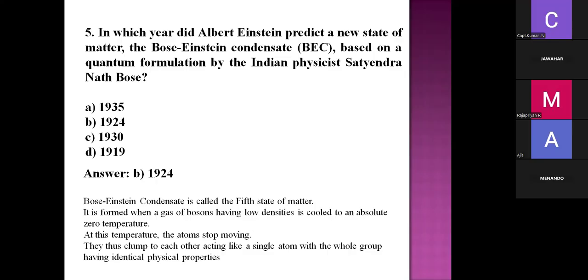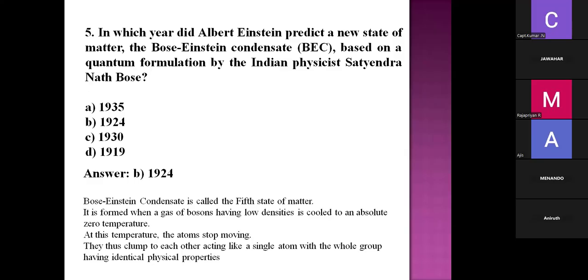Bose-Einstein condensate is called the fifth state of matter. It is formed when a gas of bosons having low density is cooled to near absolute zero temperature. At this temperature, the atoms almost stop moving. They thus clump together, acting like a single atom with the whole group having identical physical properties. Plasma is a subset of gas which, unlike ordinary gases, is made up of atoms where some of the electrons are stripped and positively charged protons flow freely. Albert Einstein predicted it in the year 1924.